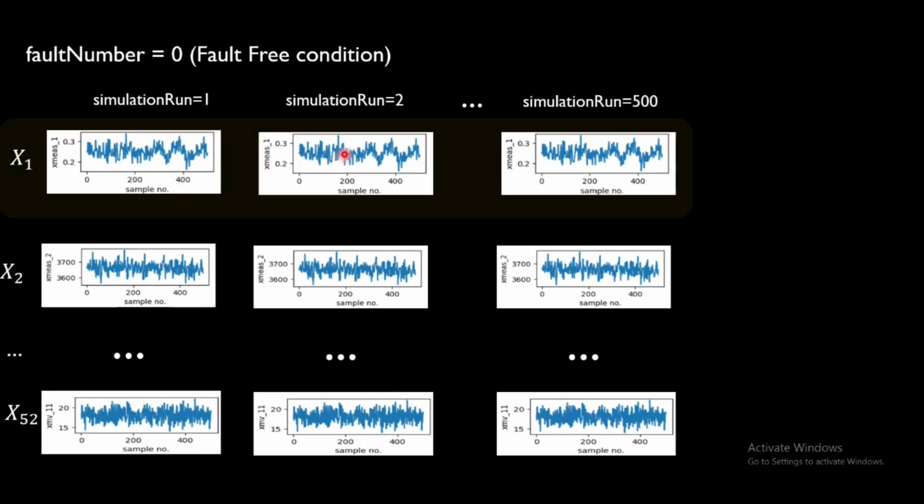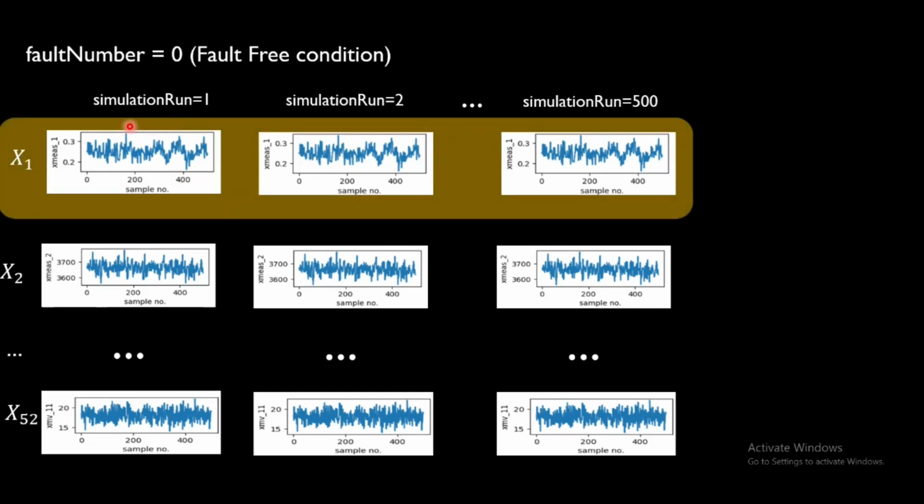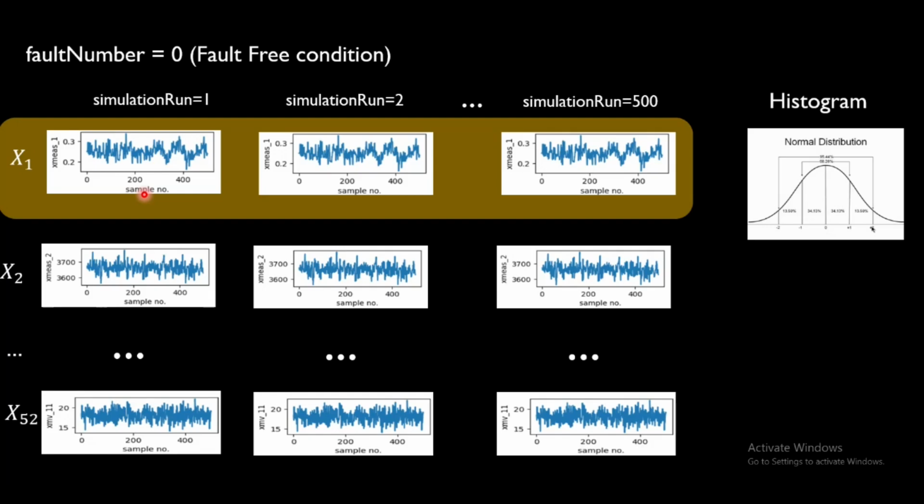What I'm going to do is take the first variable from the 500 simulation runs and plot it in a histogram like this. I am assuming that they belong to a normal distribution and I'm plotting them like this. Then I want the mean and standard deviation of this first variable. I'll call them mu1 and sigma1. I'm going to do the same thing for each and every variable present in my fault-free dataset.